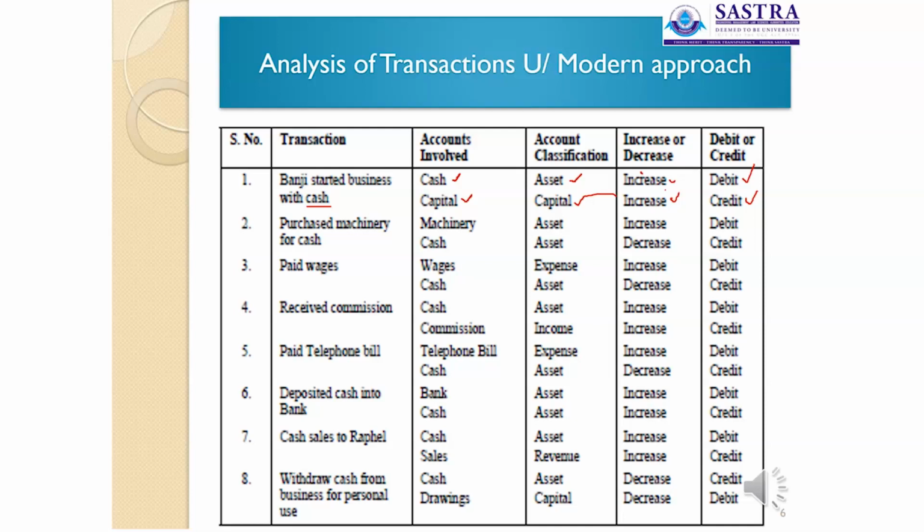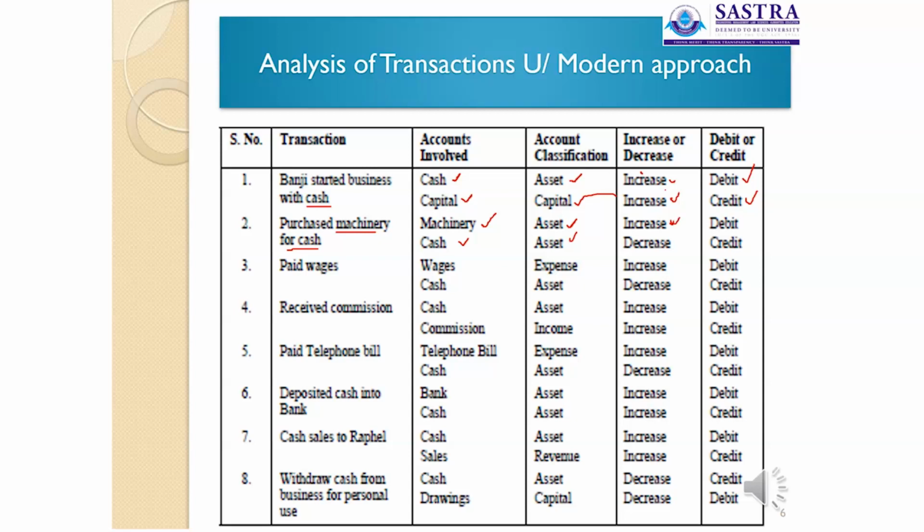Okay. Then next transaction, purchased machinery for cash. Here there are two accounts involved. One is machinery and another one is cash. Machinery is an asset, cash is also an asset. In that business, machinery is purchased, so automatically the asset will increase. Cash goes out of the business, so the cash will decrease.